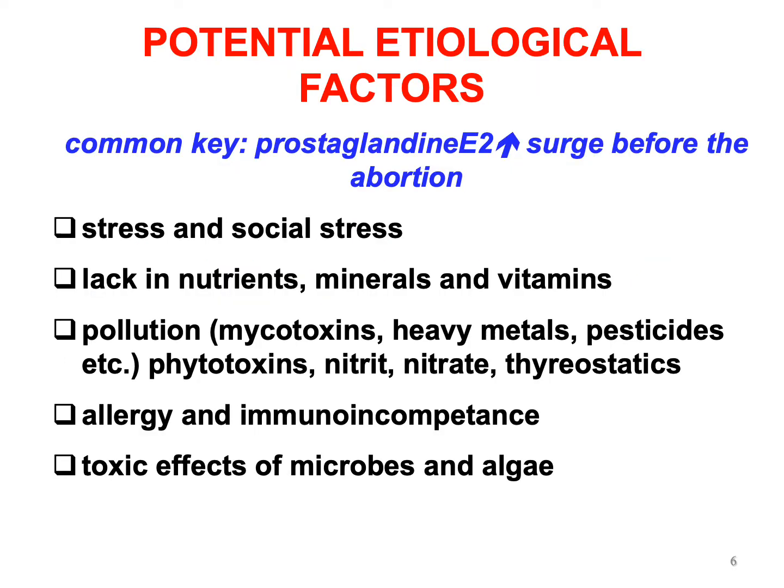As summarizing potential etiological factors, all can be derived from one key factor just before the abortion. This is a surge of prostaglandin E2 in the mother's blood. And it can be provoked by stress, lack of nutrients, minerals, and vitamins, pollution, allergy, and immunocompetence, and toxic effects of microbes and algae.